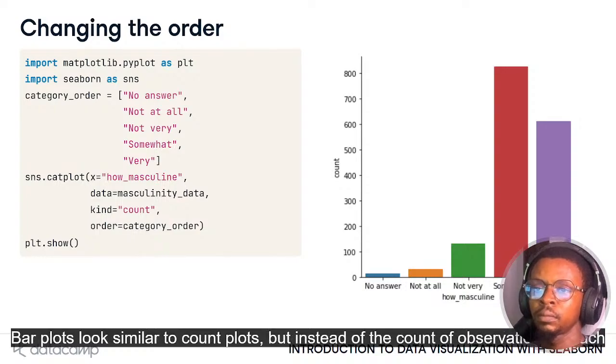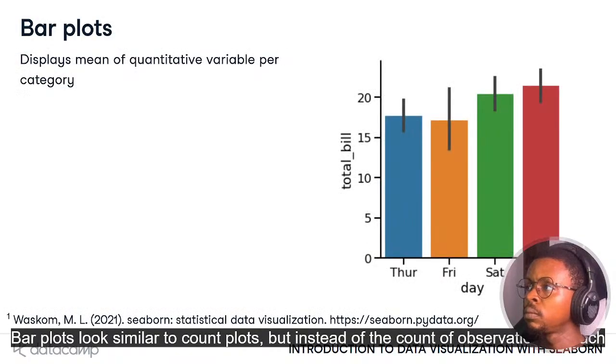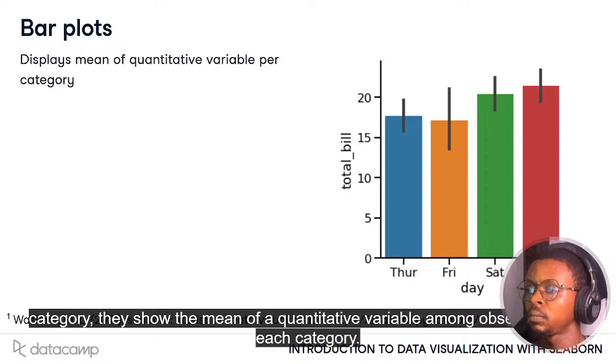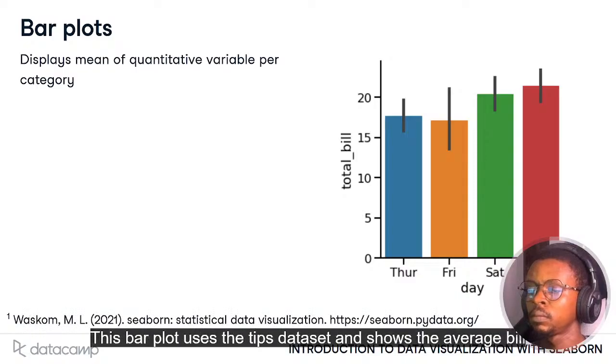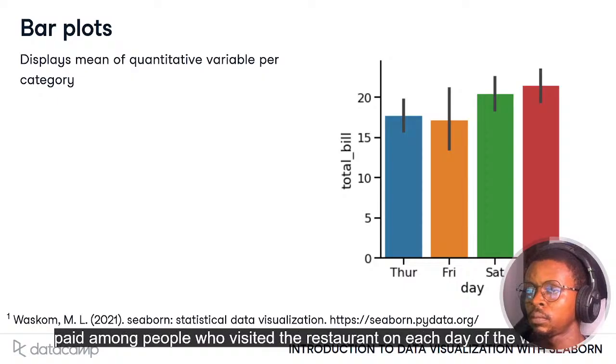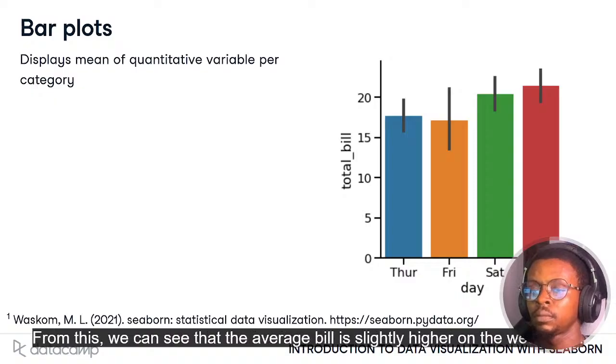Bar plots look similar to count plots, but instead of the count of observations in each category, they show the mean of a quantitative variable among observations in each category. This bar plot uses the tips dataset and shows us the average bill paid among people who visited the restaurant on each day of the week. From this, we can see that the average bill is slightly higher on the weekends.